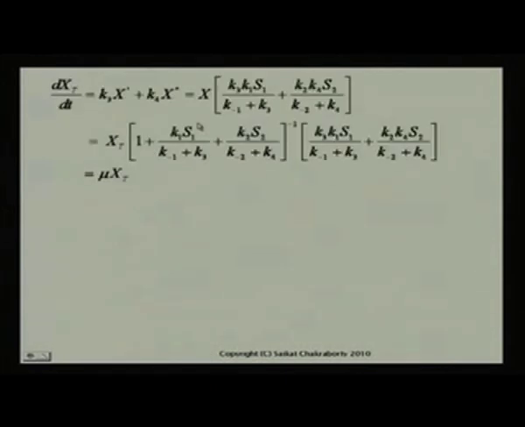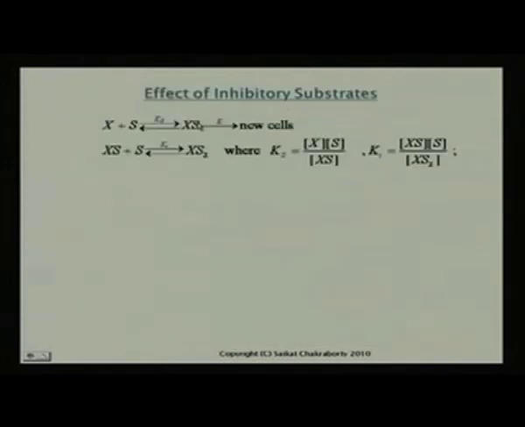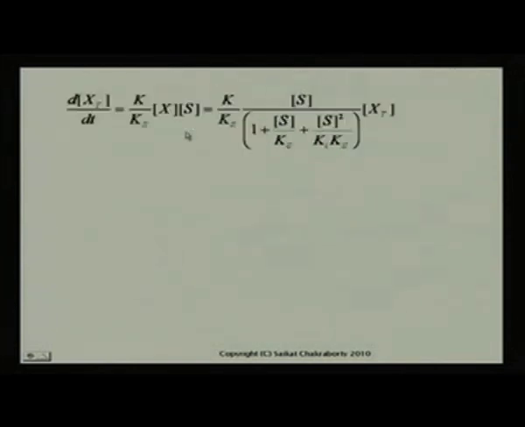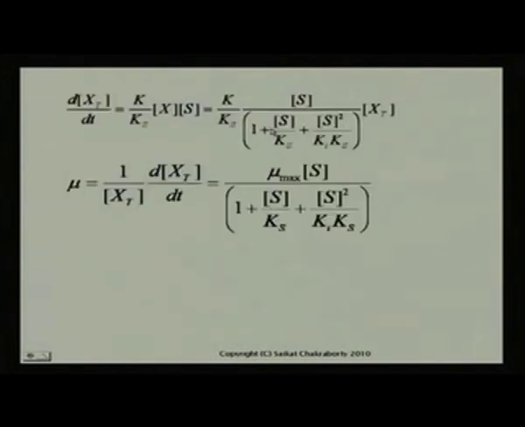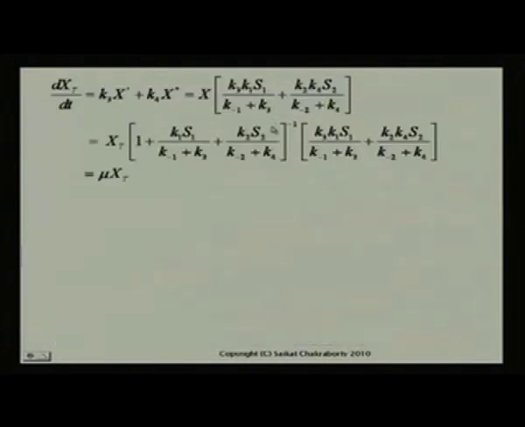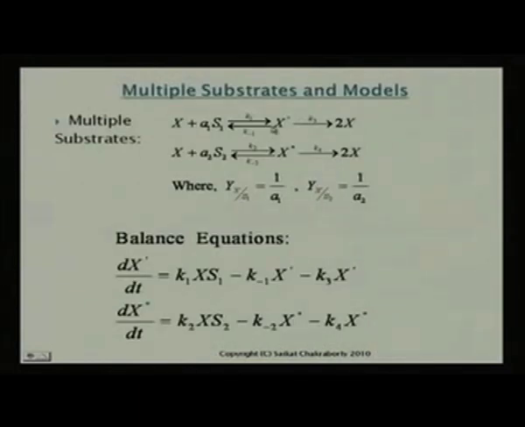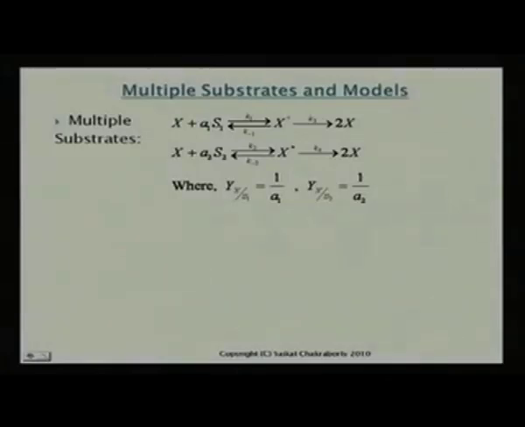And then we had also talked about the effect of inhibitory substrates, and allosteric inhibition also, which is the substrate reacting with the microbe to form X plus daughter cells, and that reacting again to form SS, that gives the daughter cell plus XS, that can again give X. So these are different kinds of inhibitions we had talked about, but what is important to note is that even in these inhibitions or this particular case of multiple substrates, we had always looked at a single microbe or single bacteria.